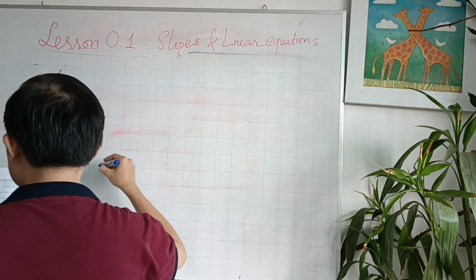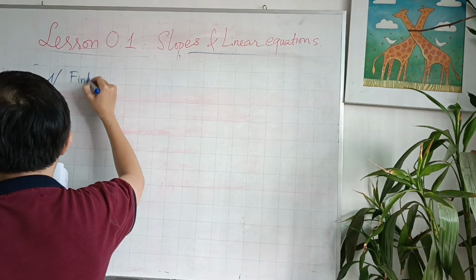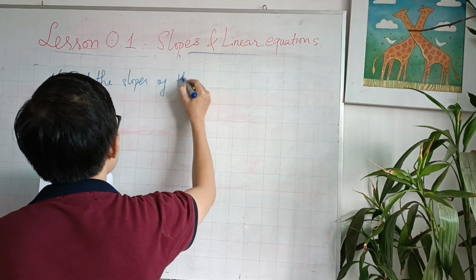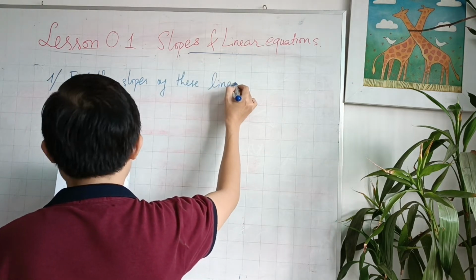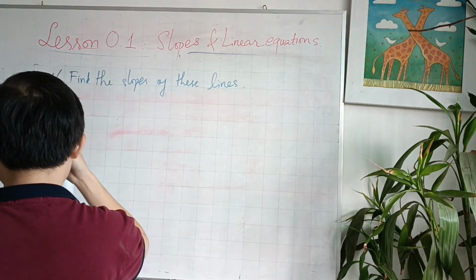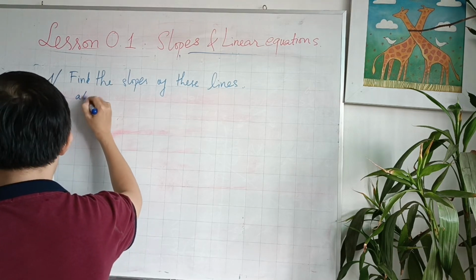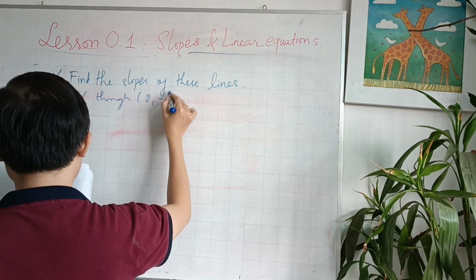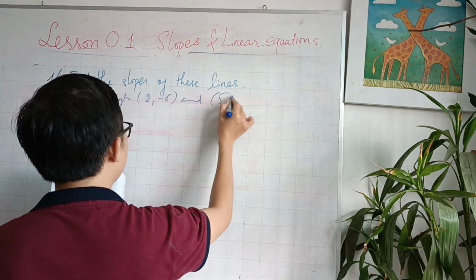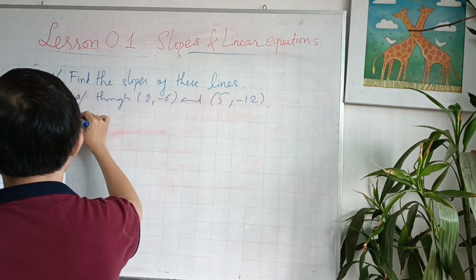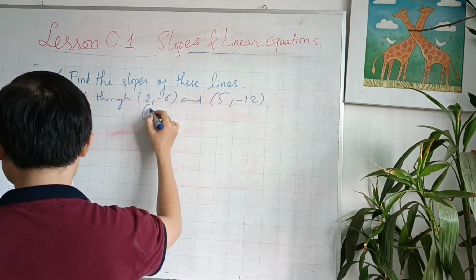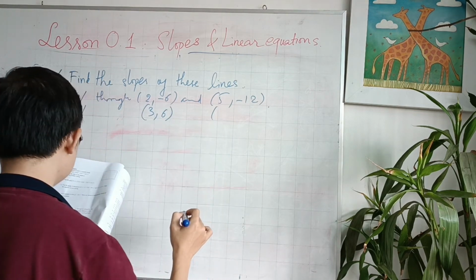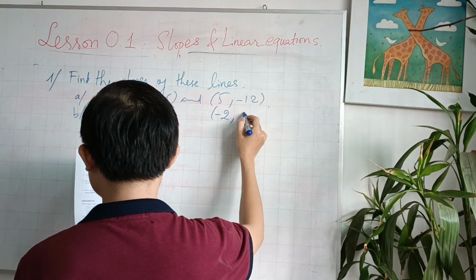Question 1. Find the slope of these lines. A: 2, negative 6 and 5, negative 12. B: 3, 6 and negative 2, 6.